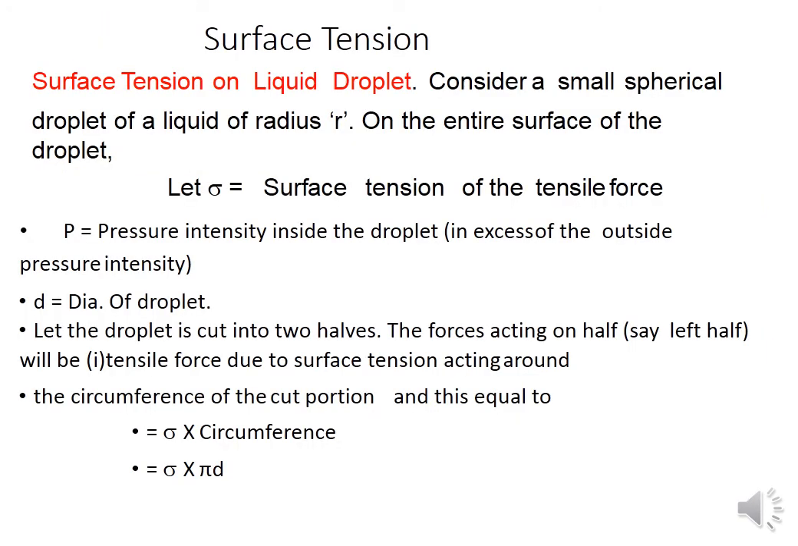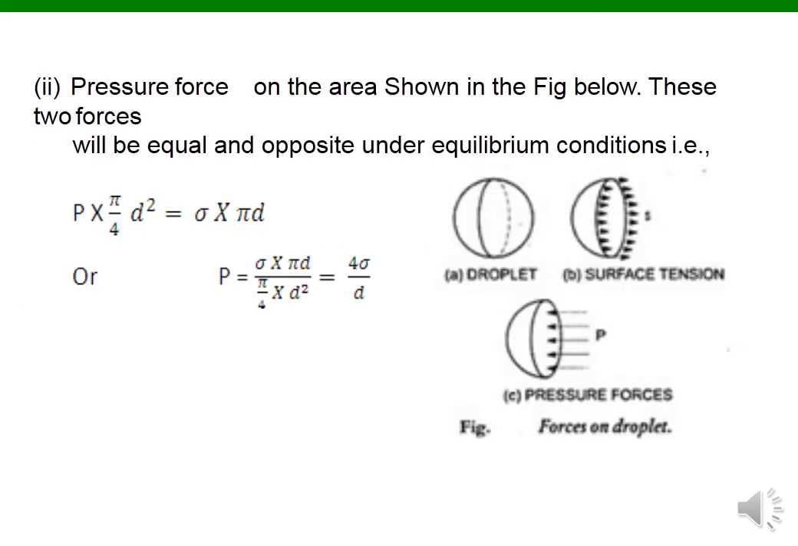So we'll see the expression now. Let sigma be the surface tension, a tensile force. One more important thing is the unit of surface tension, which you will be asked in all exams: Newton per meter. Surface tension is Newton per meter. P is the pressure intensity inside the droplet. We will see this for the liquid droplet. D is the diameter of the droplet. The tensile force due to surface tension acts around the circumference of the cut portion and is equal to sigma into circumference. Circumference is pi into d.